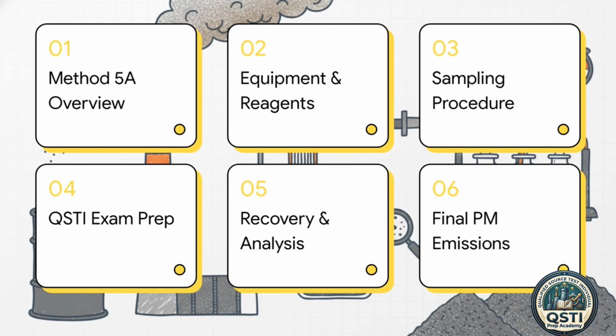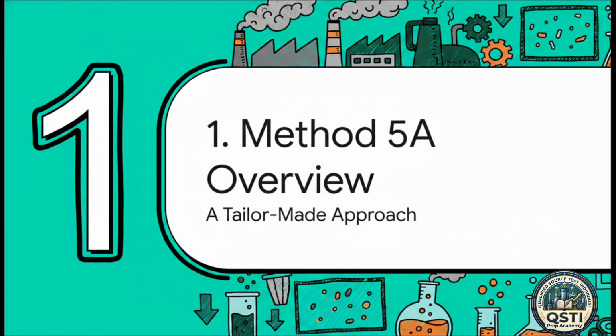We'll start with a full overview of Method 5A, look at the specific equipment and reagents, and then walk right through the sampling procedure. After that, we'll take a really quick QSTI exam prep break, followed by sample recovery and analysis, and finally, we'll wrap up by calculating those final PM emissions. All right, Section 1, Method 5A, full overview.